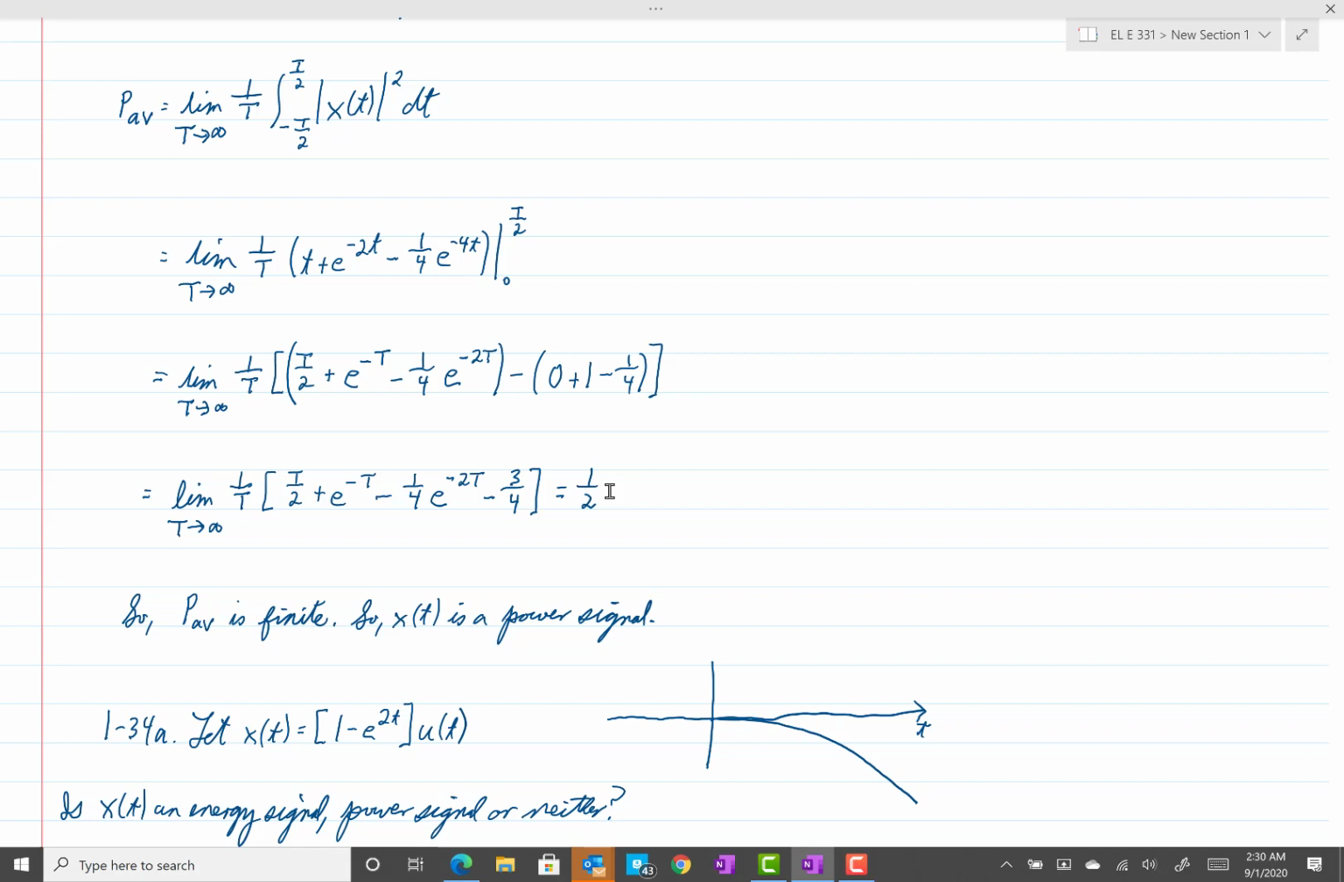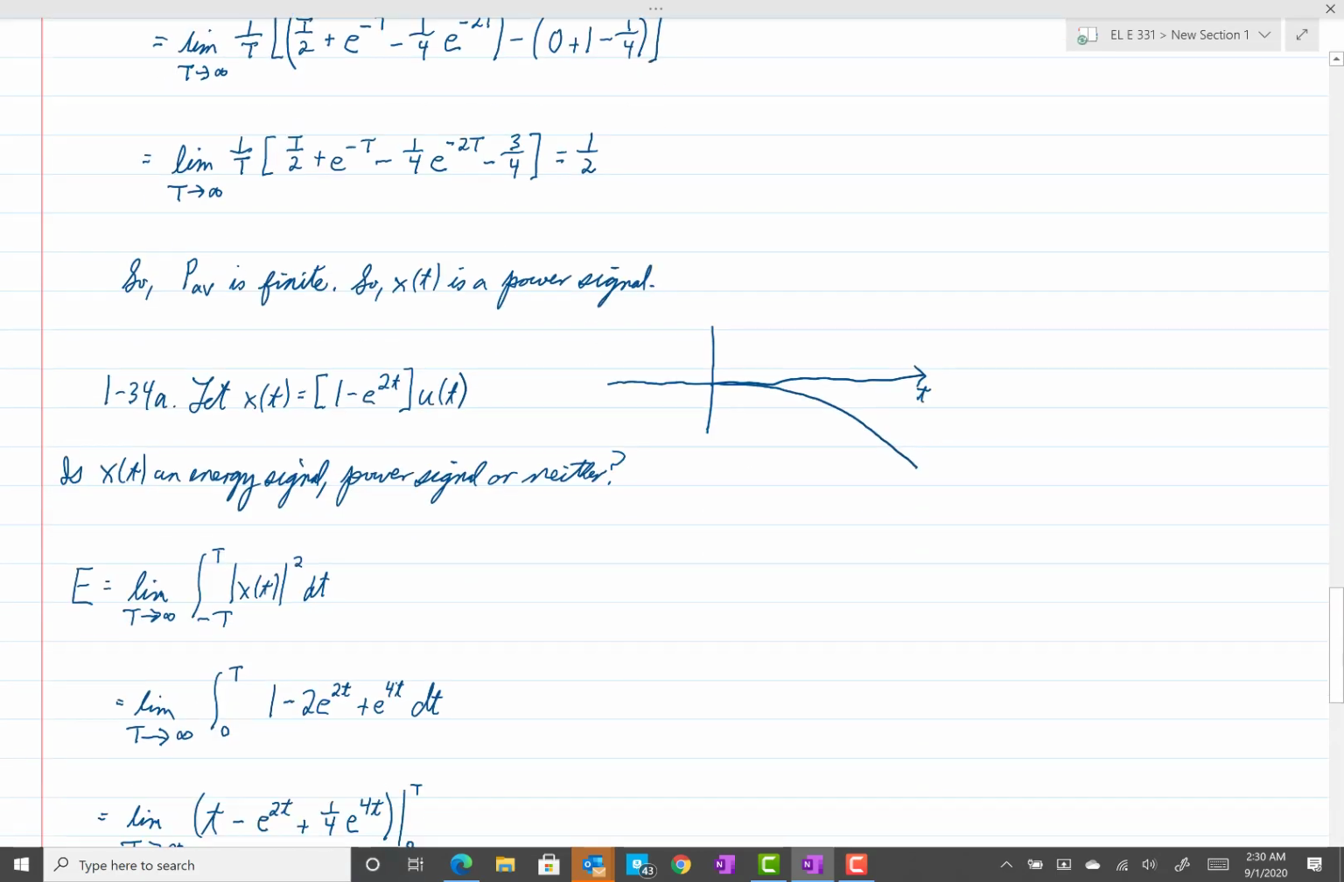And 1/2, of course, is a finite number. So we have found out that the average power is finite. So this function is a power signal. And now we want to do one last problem.